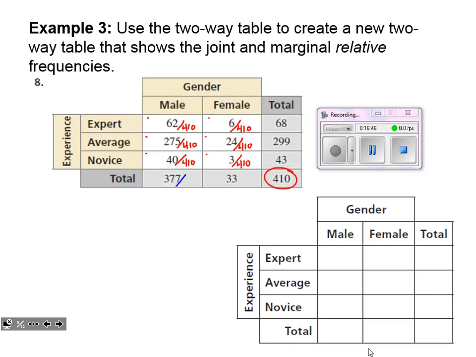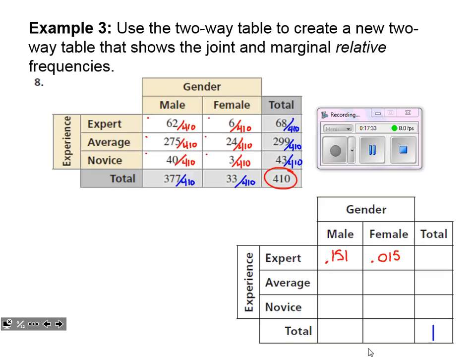Then for the marginal ones, we are going to do the exact same work, but just with our totals. And if we do this work correctly, we should end up with a 1 down in the bottom right-hand corner of our relative frequency two-way table. So let's see what we get. So for number 8, when I do that math, 62 divided by 410, I get 0.151. And for female, 6 divided by 410, I get 0.015. And 3 decimal places are a pretty good rounding point to use for these frequency tables.